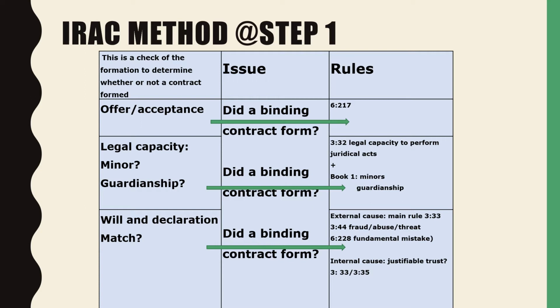335 fixes that. It makes the contract binding, even though there was a defective will. And it does that by saying, listen, if we can't see it on the outside, it's not there. The person could justifiably trust the declaration of the other party. So 335 is a fixer. It fixes a defective wheel, kind of. That is what we need to know to perform the IRAC in step 1 with the formation.